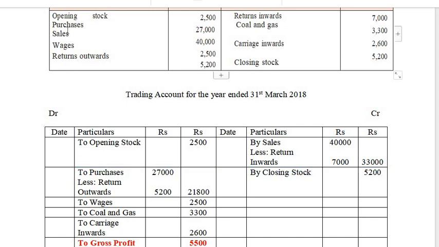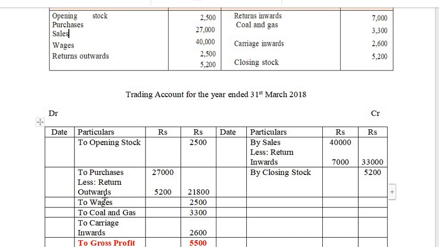So here in this question they have given return outward. So it's related to purchase, that is purchase return. So from the purchase you have to subtract that purchase return or return outward given in the question, write those values in the inner column, subtract it, and write the amount in the outer column. Suppose no return outward or purchase return is given in the question. Then you can write the purchase amount directly in the outer column.